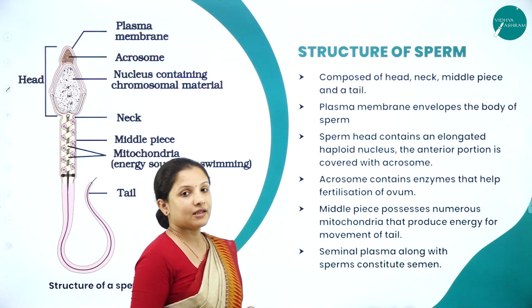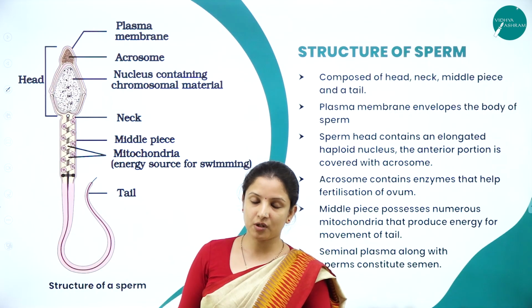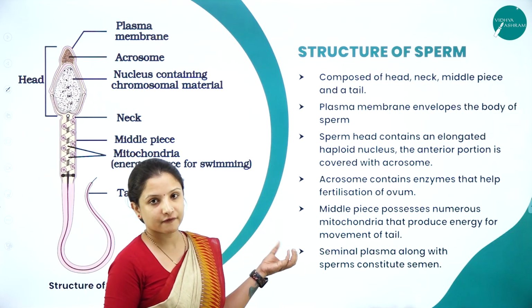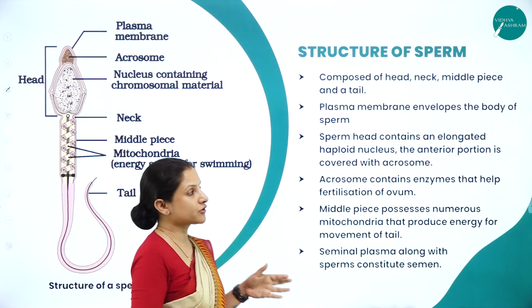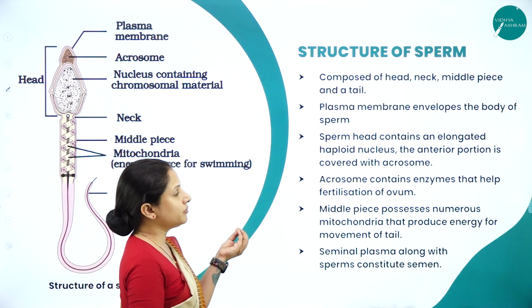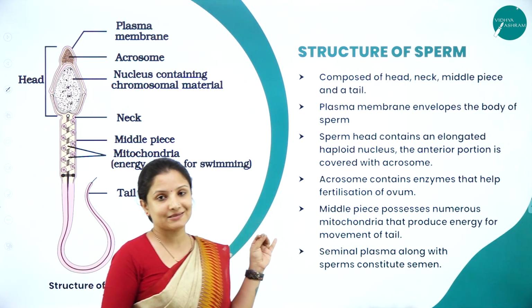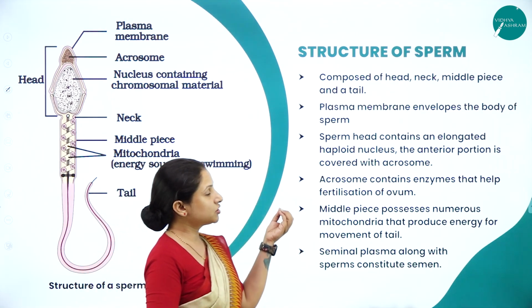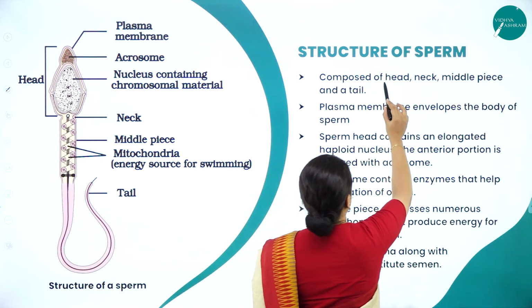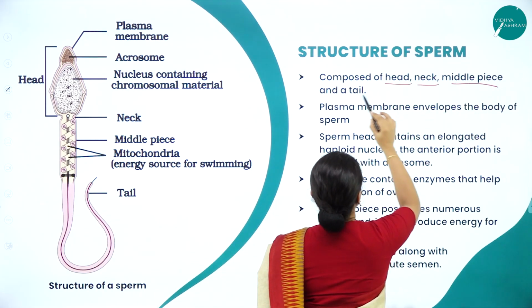So moving further, now let's look into the structure of the sperm. We got to know how the formation of the sperm occurs. So let's look into the structure of the sperms. This is one very, very important question which usually appears in the exam along with the diagram. So sperm is made up of head, neck, middle piece and a tail.